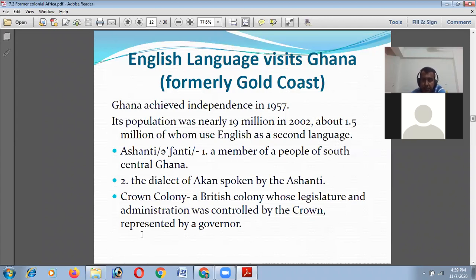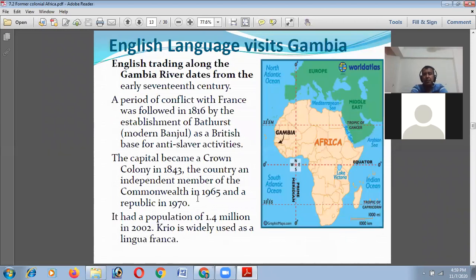We have read that the Ashanti are a people of South Central Ghana, and the Akan dialect is spoken by the Ashanti. And Crown Colony, the British legislative colony, is called Crown Colony.